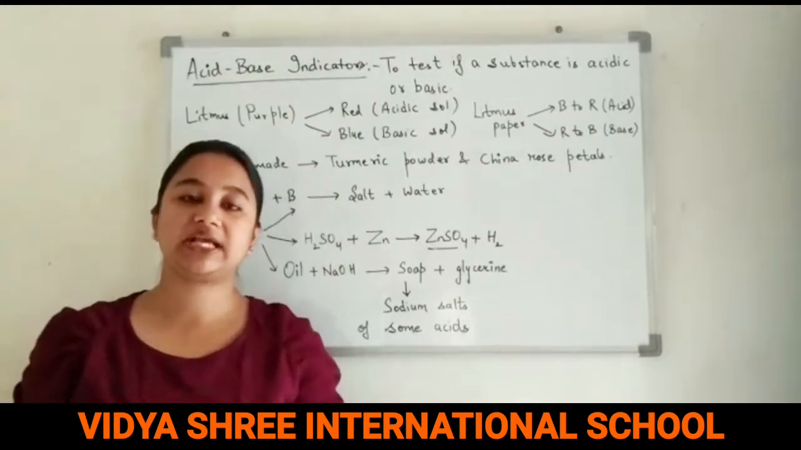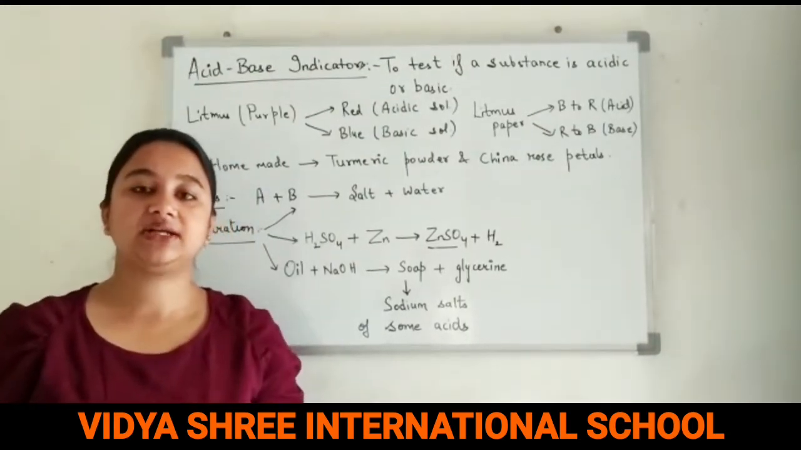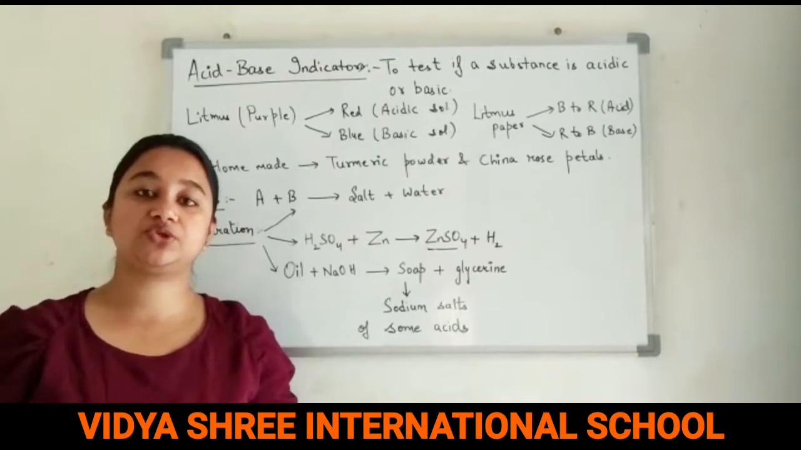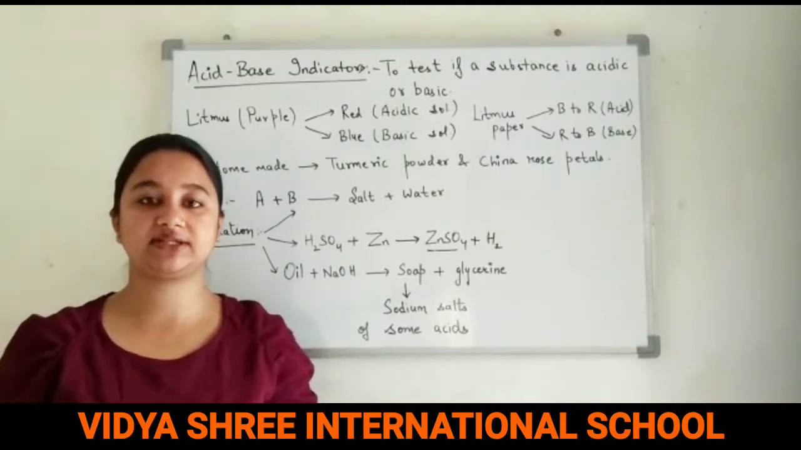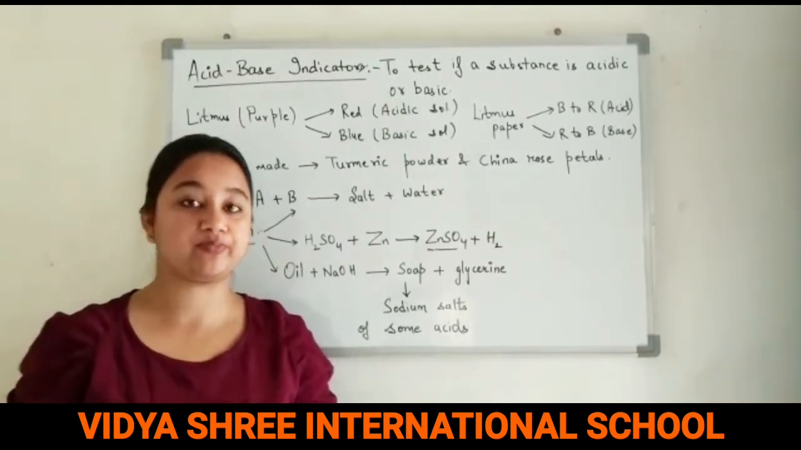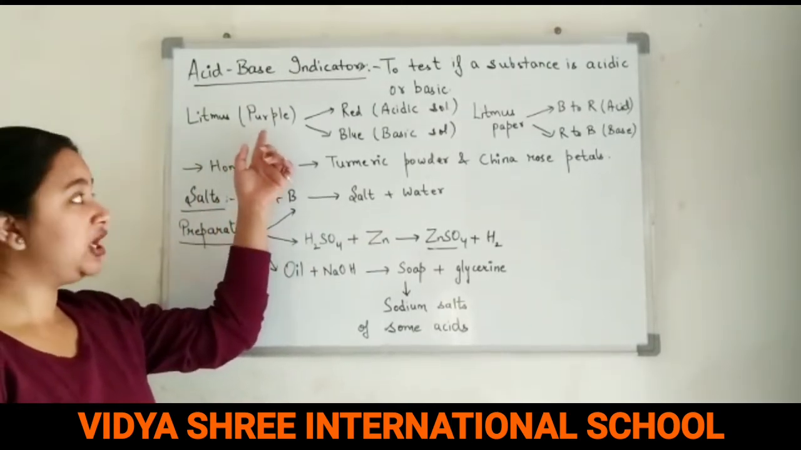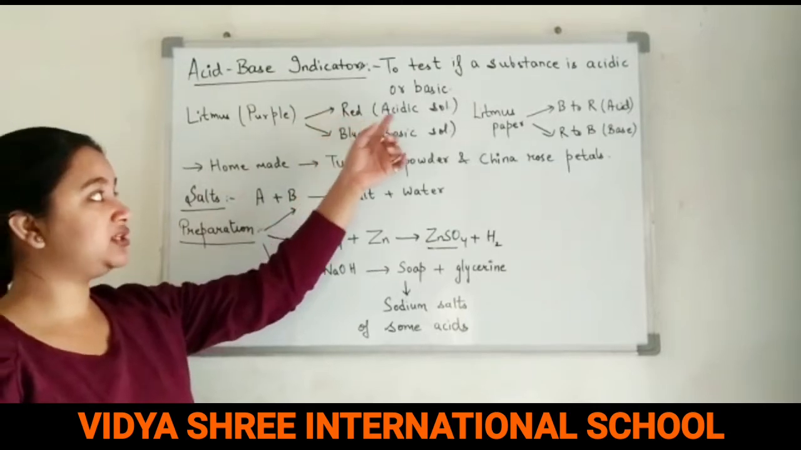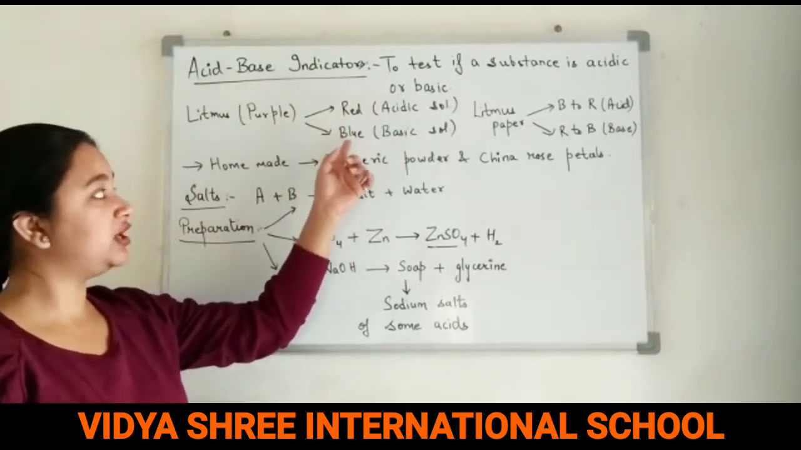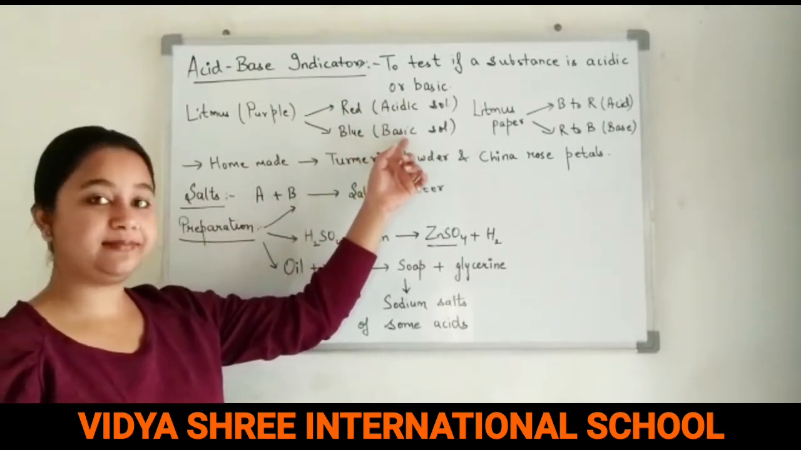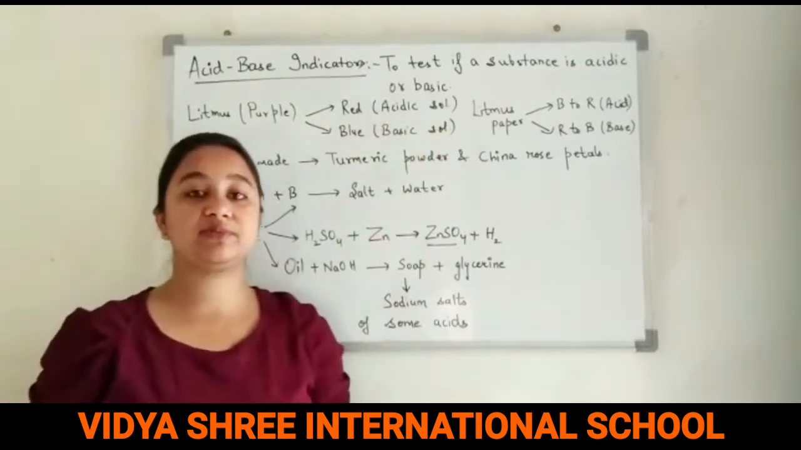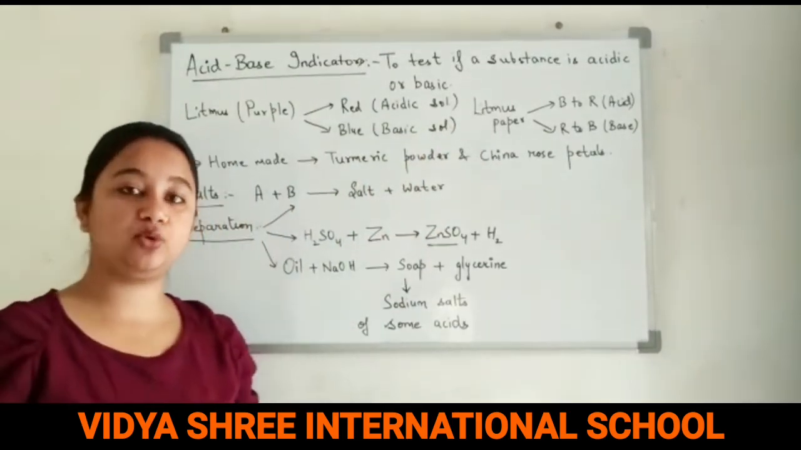Our next topic is acid-base indicators. Acid-base indicators are those substances which are used to test whether the given substance is acidic or basic in nature. Litmus, which is a natural indicator, is purple in color. If the color changes into red, the solution is acidic, and if the color changes into blue, the solution is basic. In laboratory, litmus paper is available in two colors, blue and red.